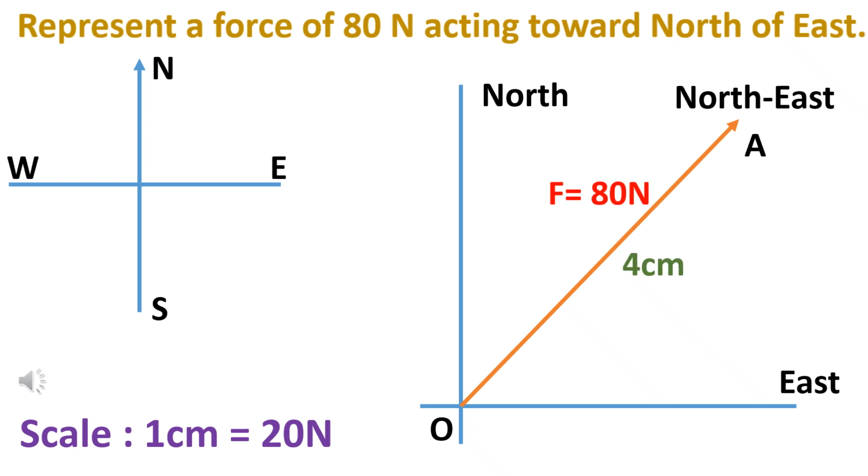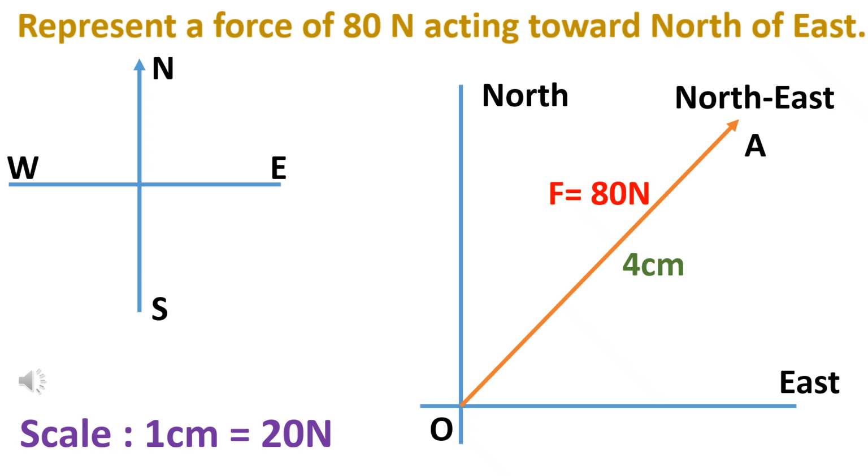Looking at our coordinate system with origin at point O, we can see the force vector is drawn as an orange arrow pointing from the origin toward the northeast direction, labeled as vector A. The key information shown here is the scale: 1 centimeter equals 20 newtons.